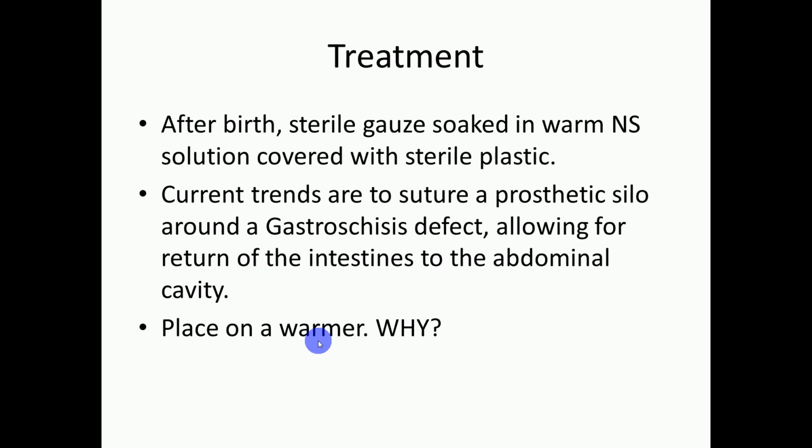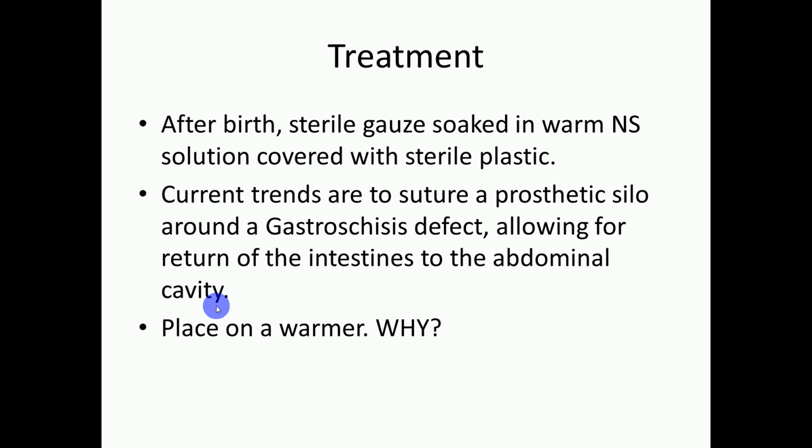For treatment after birth, they're going to have sterile gauze soaked in normal saline solution, covered by sterile plastic around that. Current trends are to suture what's called a prosthetic silo around the gastroschisis defect, and that allows for return of the intestines into the abdominal cavity. And if you've never seen a prosthetic silo, I would Google that as well, especially for gastroschisis defects.